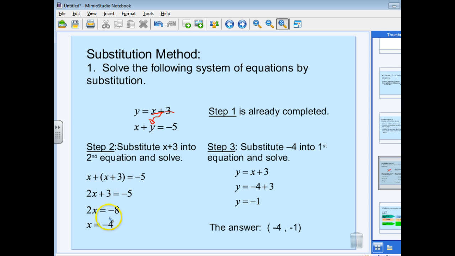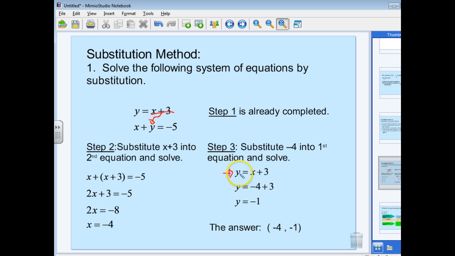And then from there, we just go ahead and solve. We combine like terms. We get 2x plus 3 equal negative 5, 2x equal negative 8, and x equal negative 4. Now that I know that x is negative 4, I'm going to go to step 3, take that negative 4 that I know for x now, and plug it into the first equation.